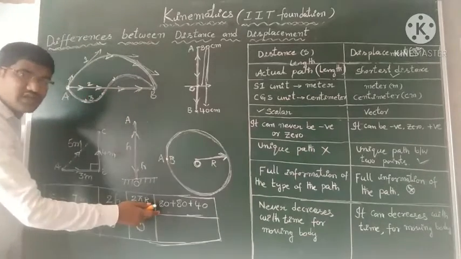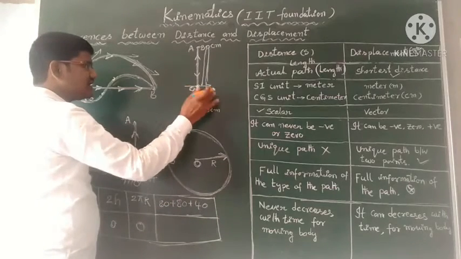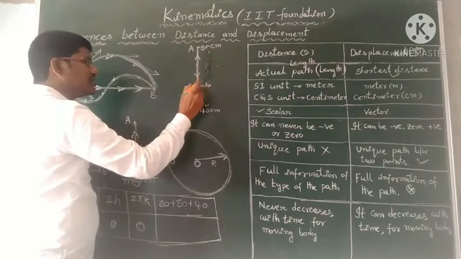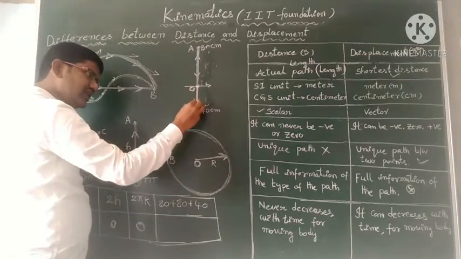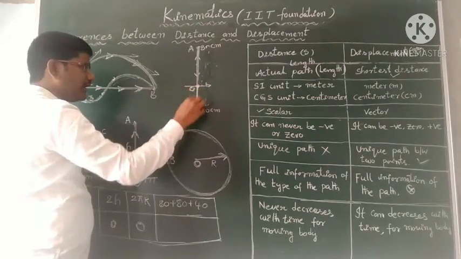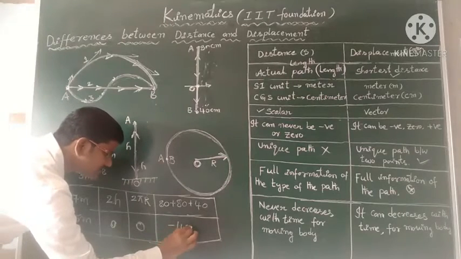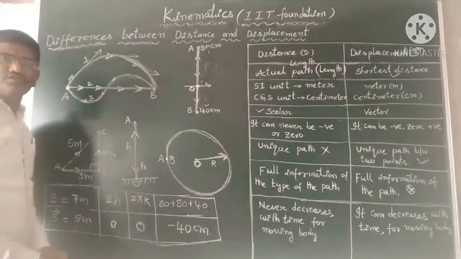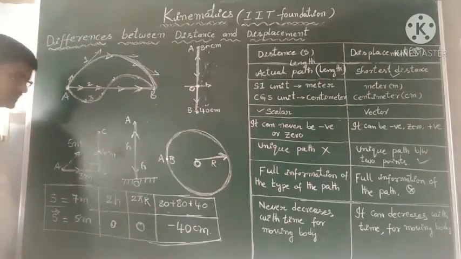And distance will get 200 centimeters. If I ask the displacement, this is the initial point, you know. It went up, came down, and still moved down. Means initial point and final point. So displacement in this situation will become minus 40 centimeters.